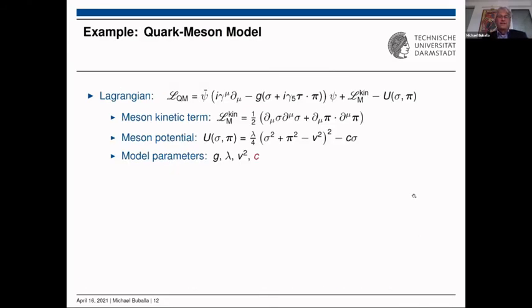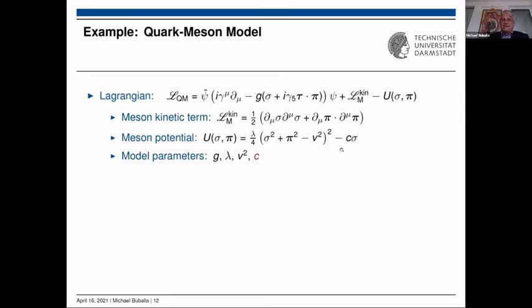Okay, so we did this within both models, the NJL model and the quark meson model, but just for definiteness, let me explain this for the quark meson model, which has also been introduced by Arno Tripold before. So it's basically the same model. We have a quark field psi coupled to sigma and pion fields via some Yukawa coupling, which in Arno's case was called H and we call it G here. And then the mesons have some kinetic part and a potential. And there is also some explicit chiral symmetry breaking term, with a parameter C.